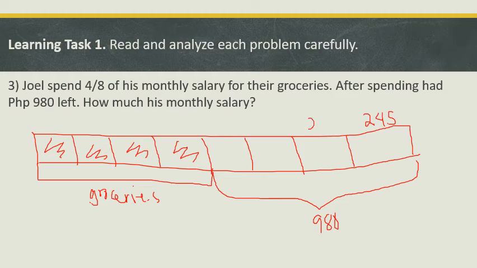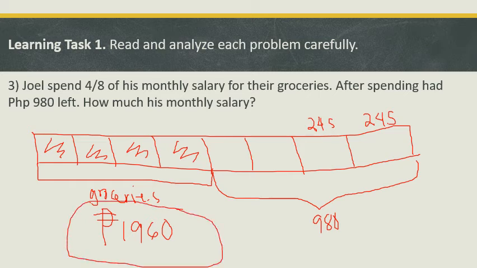So, kung 245 lahat ng box na ito, ilan lahat yung total? Ilan bang hati ito sa 8? 245 times 8 ay 1,960. So, ito po yung kanyang monthly salary. So, 1,960 pesos.